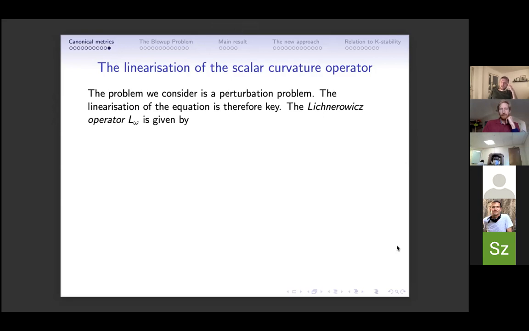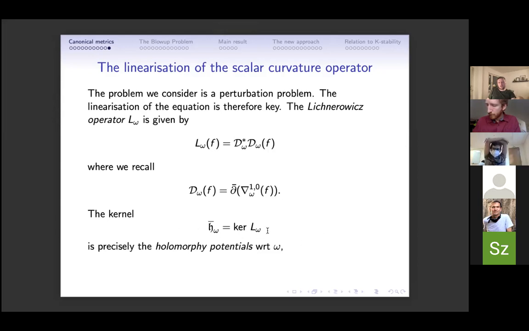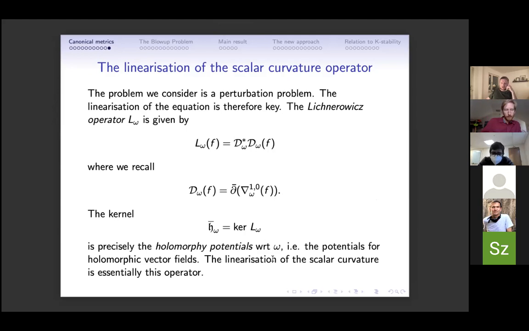So the Lichnerowicz operator is the operator you get by taking this operator we had when we defined extremal metrics, and then using the formal adjoint of it to create a fourth order operator, D star D. So D is this operator I defined earlier. And this operator is deeply linked to the linearization of the scalar curvature. And moreover, the kernel is precisely those holomorphy potentials. So it's potentials for holomorphic vector fields on X. And yeah, the linearization of the scalar curvature operator is essentially this operator. It's up to a sign and a term of lower order.